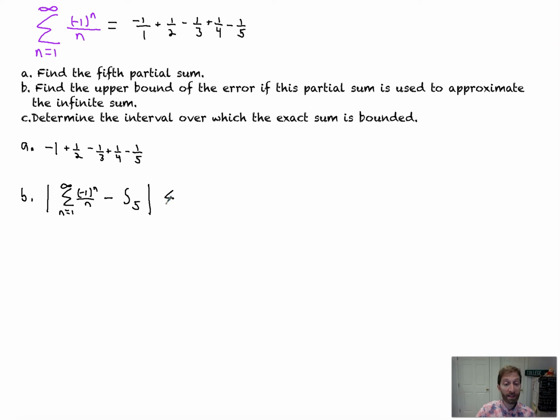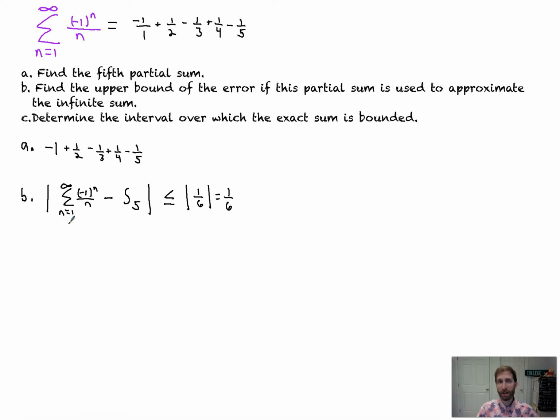That will be less than or equal to the absolute value of the first ignored term. So that'd be the absolute value of the first unused term, which would be 1/6. So we are off by at most 1/6, plus or minus, from whatever the true sum is.